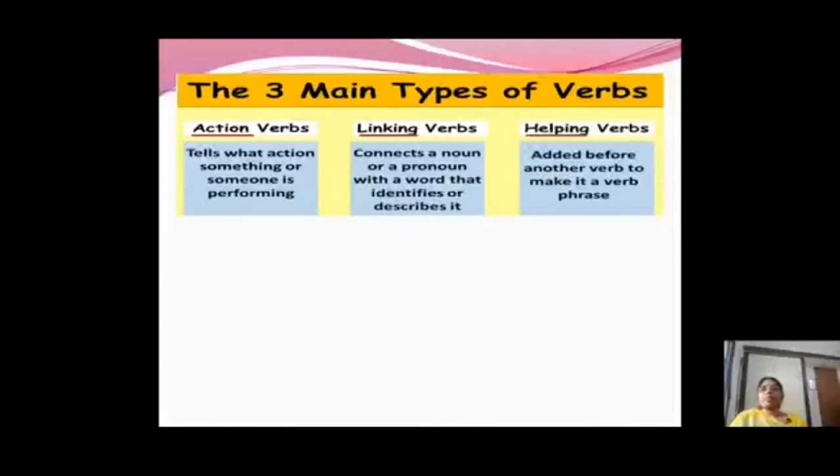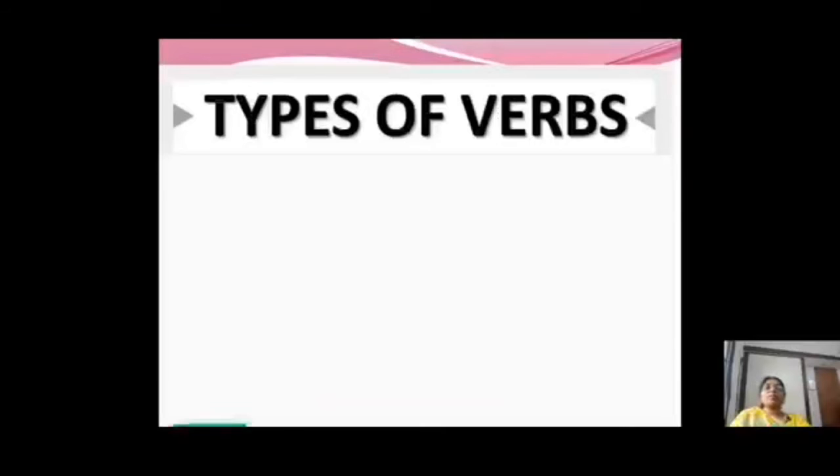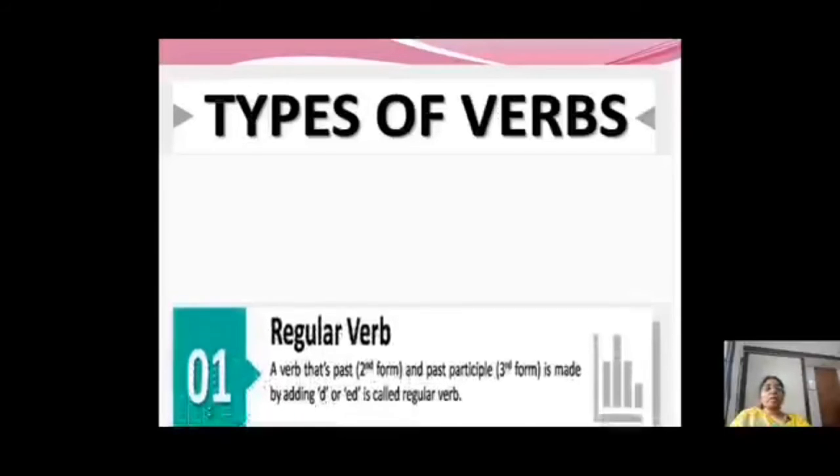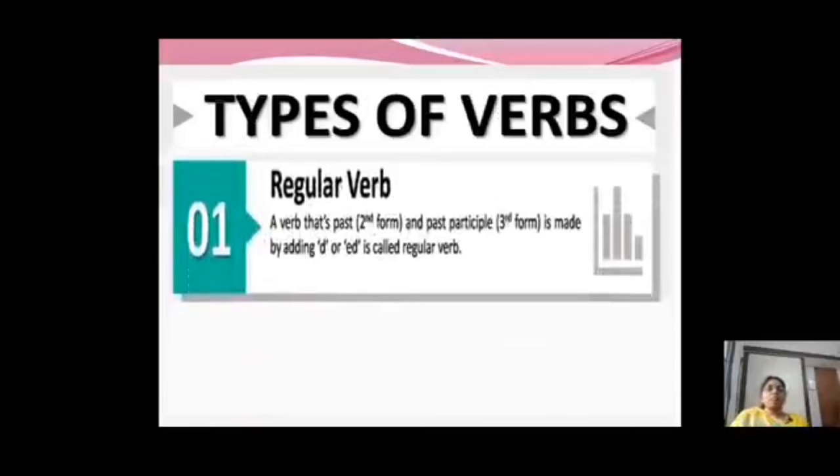Right. The first type of verb which we are going to see is regular verb. Regular verb, a verb whose past tense, that is second form, and past participle, that is the third form of the verb, right? What is that? First type is regular verb, right? The second form and the third form.